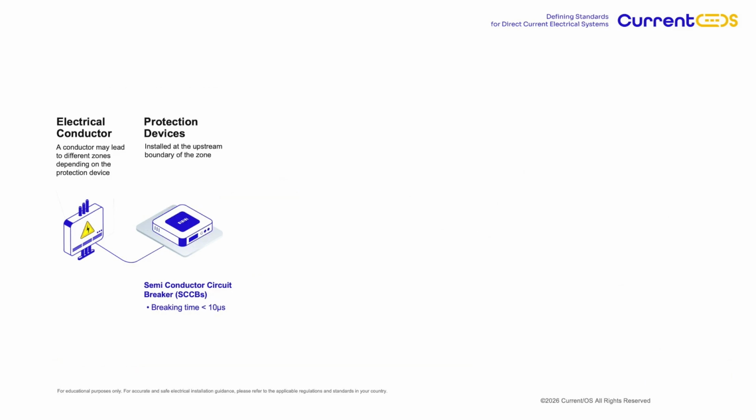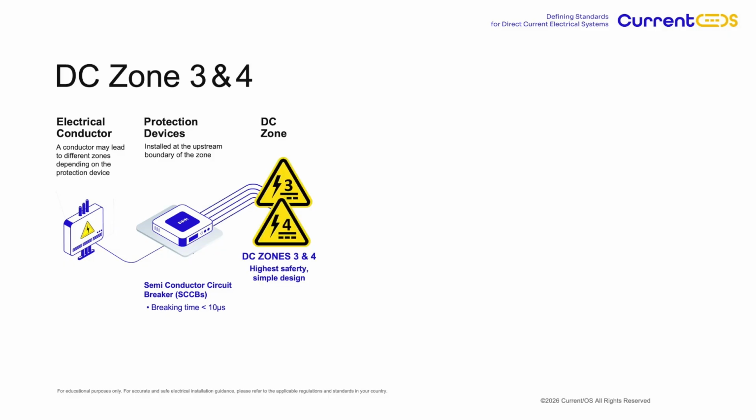Now, let's bring the protection further by utilizing fully electronic circuit breakers, as defined by IEC 60947-10. Semiconductor circuit breakers operate in just a few microseconds, typically under 10 microseconds, often closer to 1, 2, or 3 microseconds, compared to traditional electromechanical breakers, which take tens of milliseconds. The areas beyond are classified as Zones 3 and 4. Zone 3 and 4 are similar.